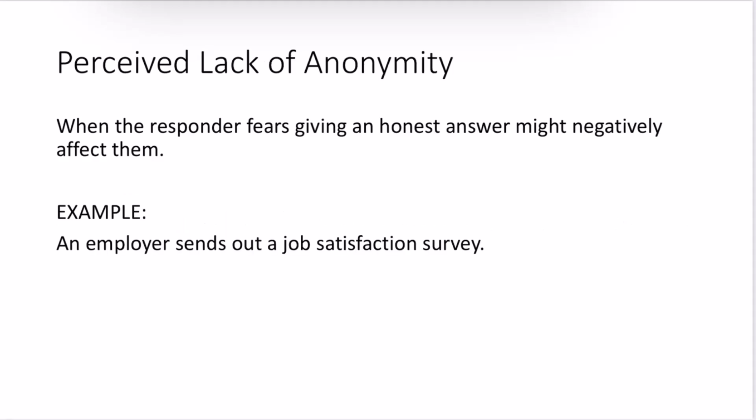Another type of bias that can show up is perceived lack of anonymity. This happens when the responder fears giving an honest answer might negatively affect them. For example, if an employer sends out a job satisfaction survey, but you have to type in your email address to be able to access the survey, this might be an example of perceived lack of anonymity, because if you say, I'm not very happy with my job, then your boss might retaliate, or it might affect your relationship in the office or whatever. And so this would be an example of lack of anonymity.